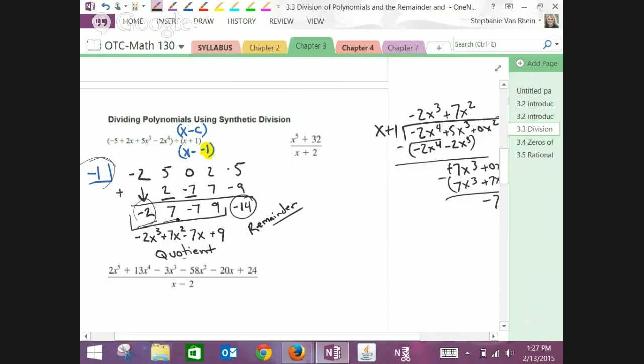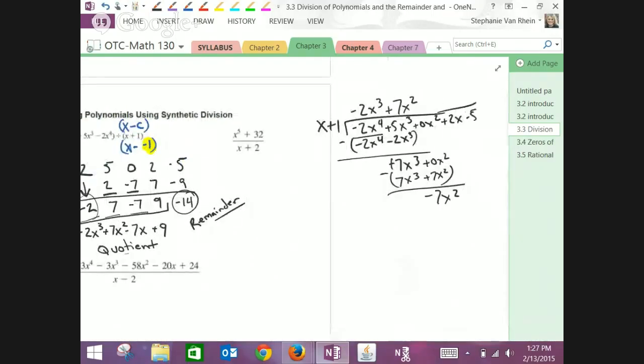I get minus 2, 7, minus 7. This is the exact same math. It's just taking out all the x's and keeping it in the right row. All you have to do is worry about the numbers.